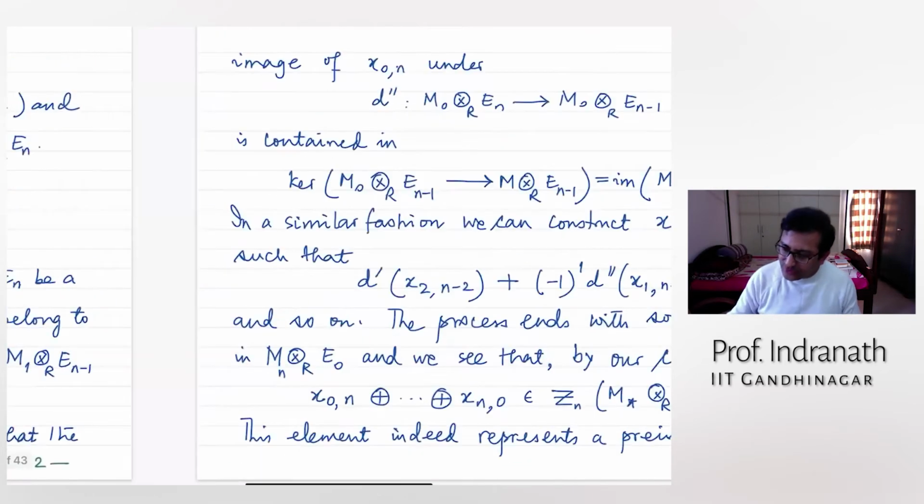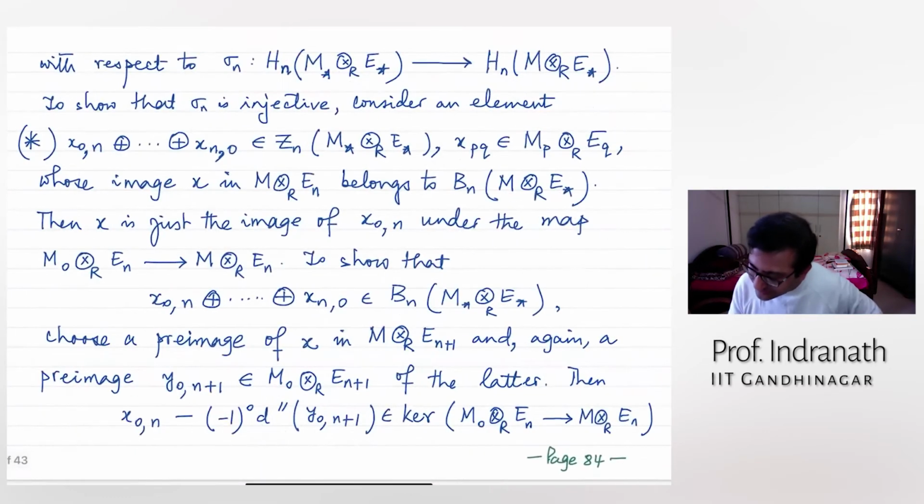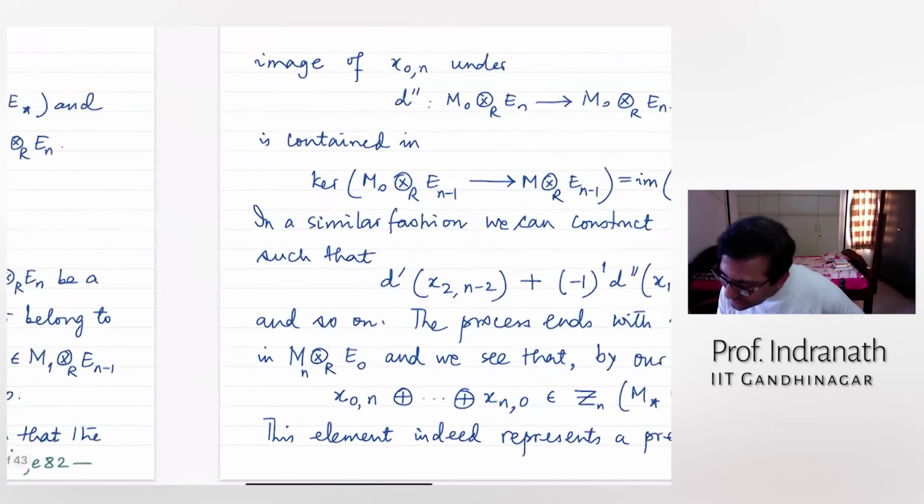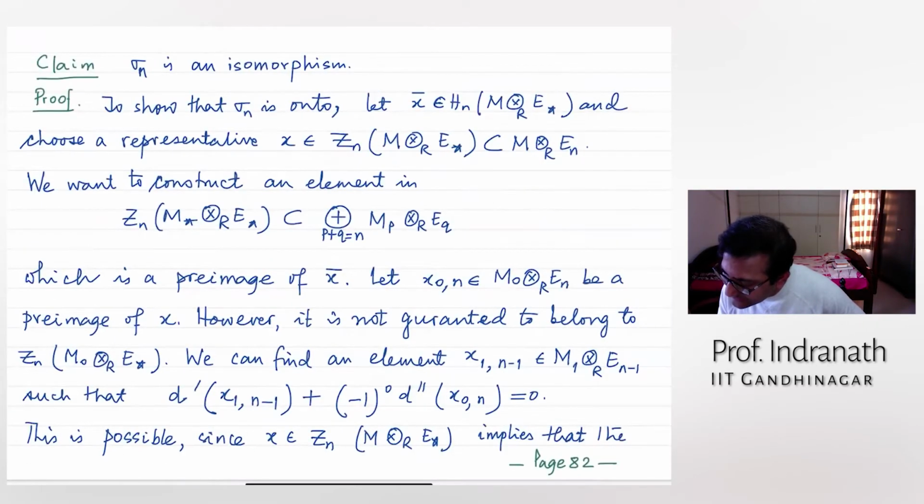Okay, so here you are. You want to show that sigma is an isomorphism. So first onto, so we will start with this M tensor E star. You see this is the bottom row, this is from the homology at the bottom row level. Okay, and then choose a representative.